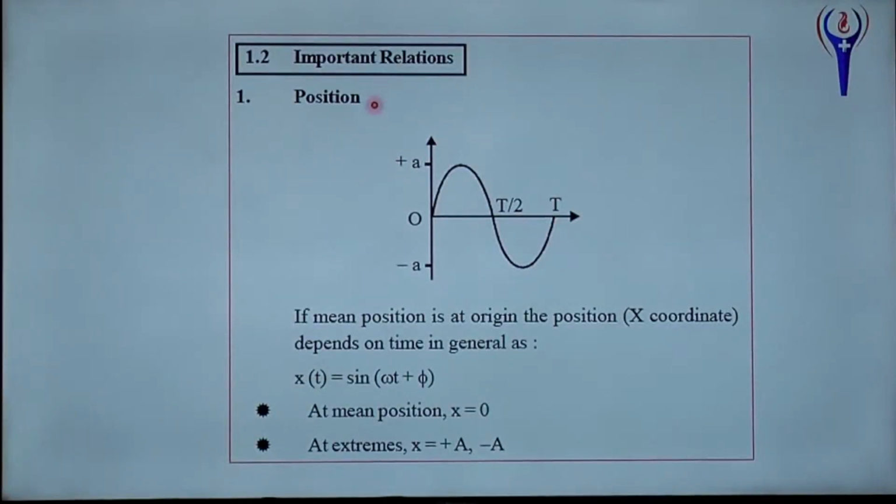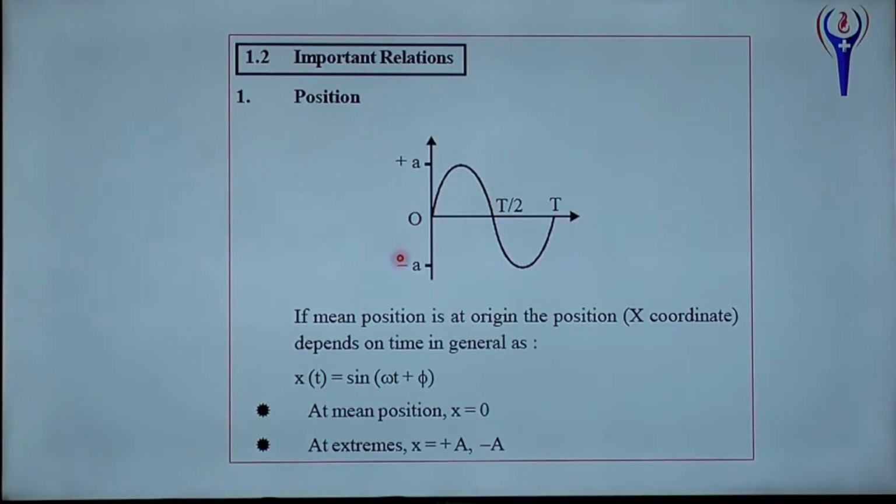And some important relations. Position. This is a wave. Okay. And this is plus A. Maximum amplitude is plus A and minus A. And I said time period is for one complete wave. Time taken for one complete wave is time period. So one complete wave, this is 1 T. Half of that is T by 2. And maximum displacement along positive direction is plus A, along negative direction is minus A.